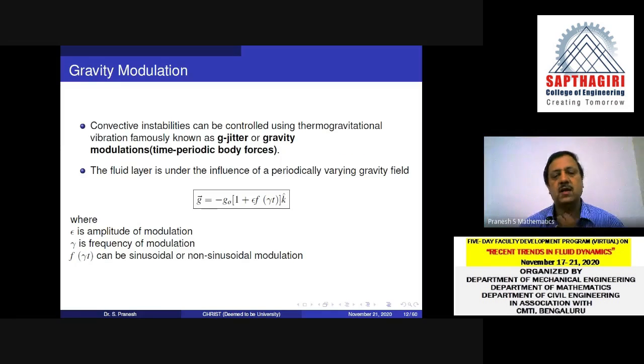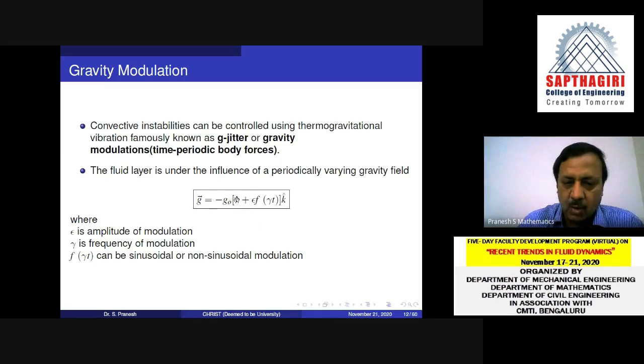So we use here the gravity modulation. Generally, we take gravity as a constant, but here we are considering gravity as time dependent. Okay, so we can see this thermogravitational variation; we call it the G jitter or the gravity modulation. Sometimes it is also called a time periodic body force.